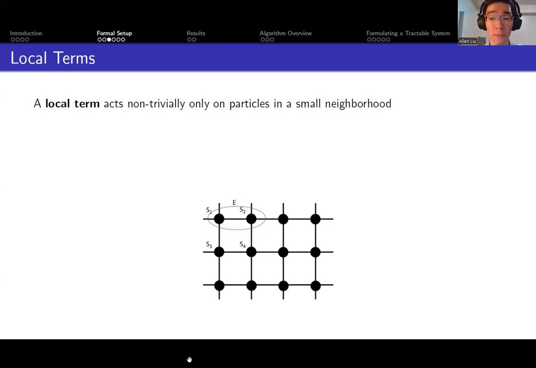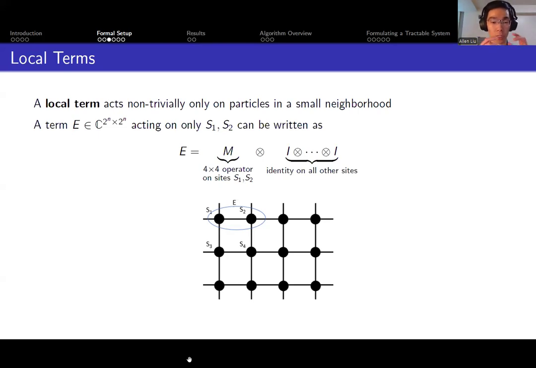Next, we'll define the notion of a local term. A local term describes an interaction between particles in a small neighborhood. So a local term here, E, describing an interaction between S1 and S2 can be written in the following form.